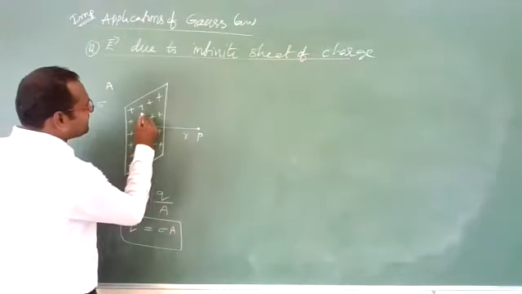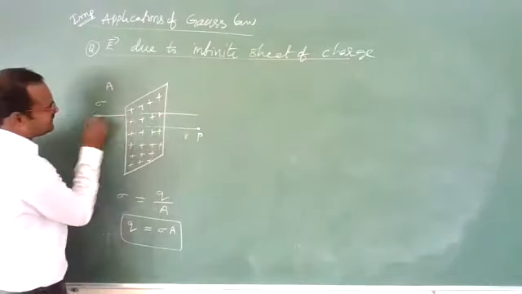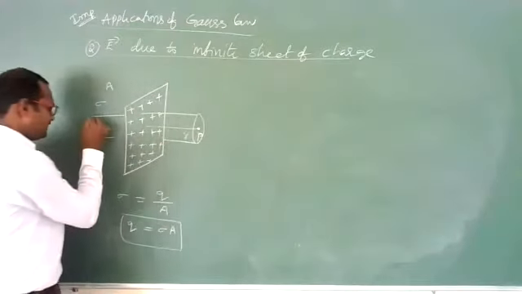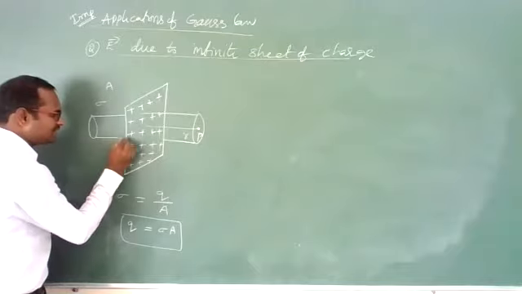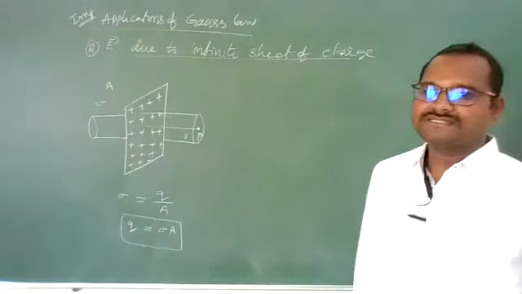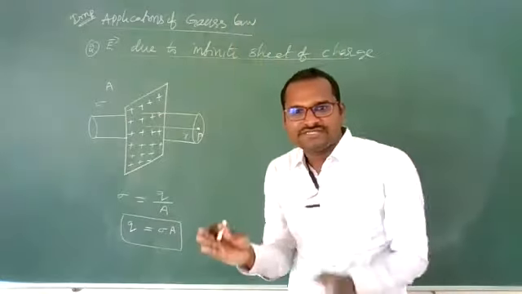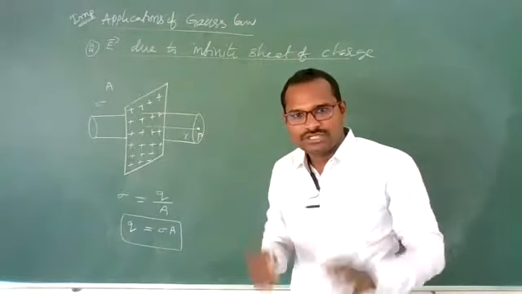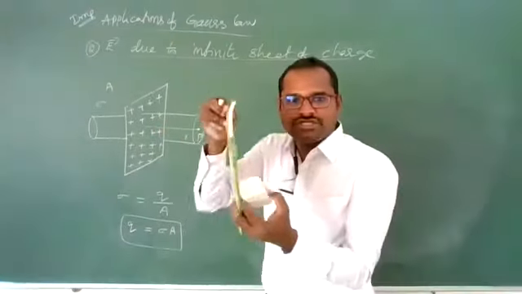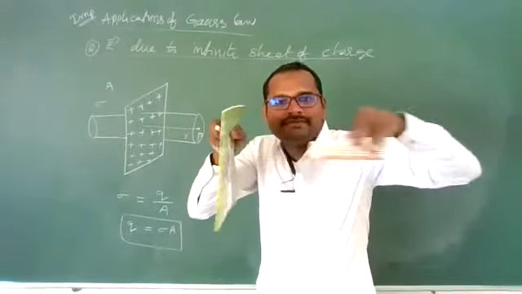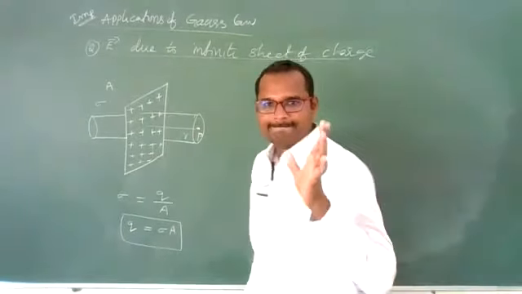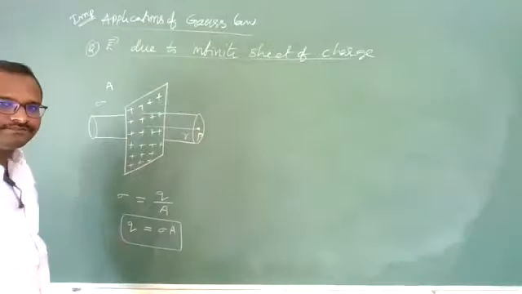That Gaussian surface I am taking is a cylindrical Gaussian surface like this. Like this one cylindrical Gaussian surface I am considering. Are you getting? Previously, I considered a cylindrical Gaussian surface along that line charge. Now, perpendicular to this sheet, I am taking the cylindrical Gaussian surface, on both sides. Clear?